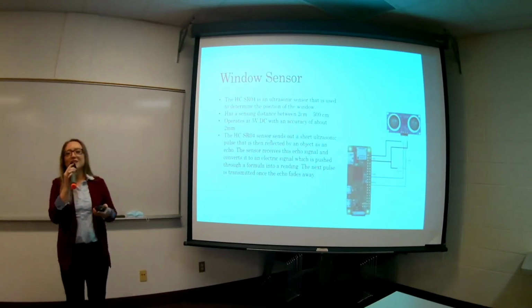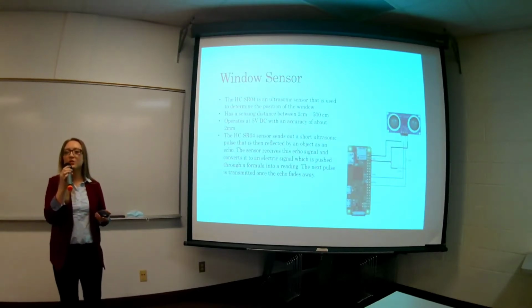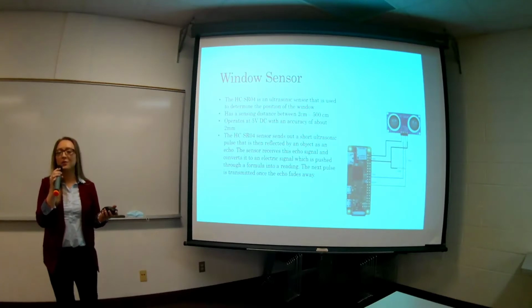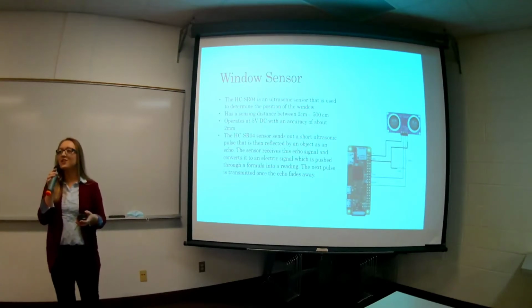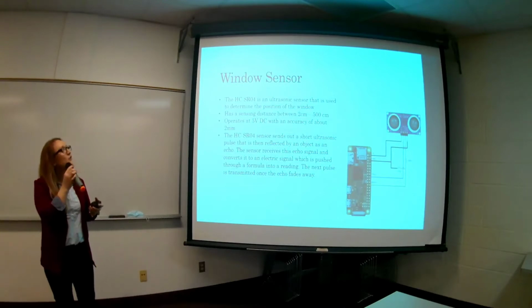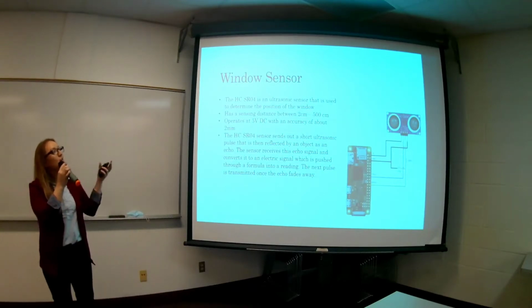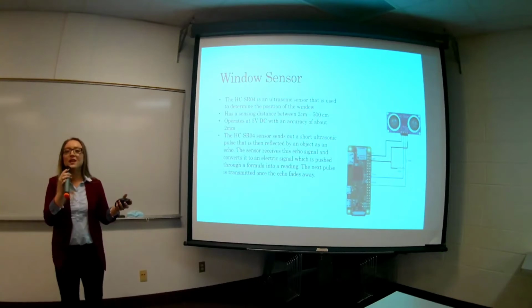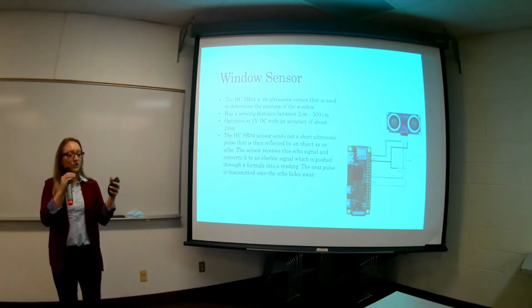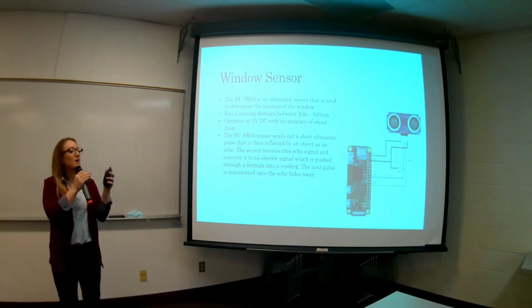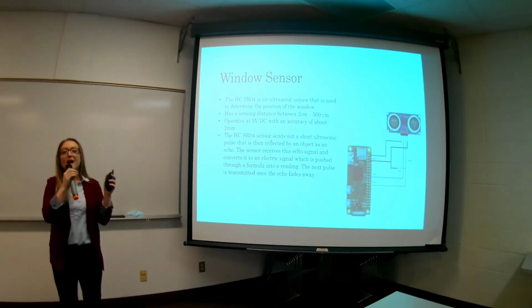Next, we have a window sensor. The window sensor was important to include because if we wanted to operate a window, we need to know the position of the window itself so that we could adjust the distance of the window accordingly. For our window sensor, we used an ultrasonic sensor, which operates by emitting an ultrasonic pulse that will travel a distance until it hits an object. Then once it hits an object, it will echo back to the sensor.